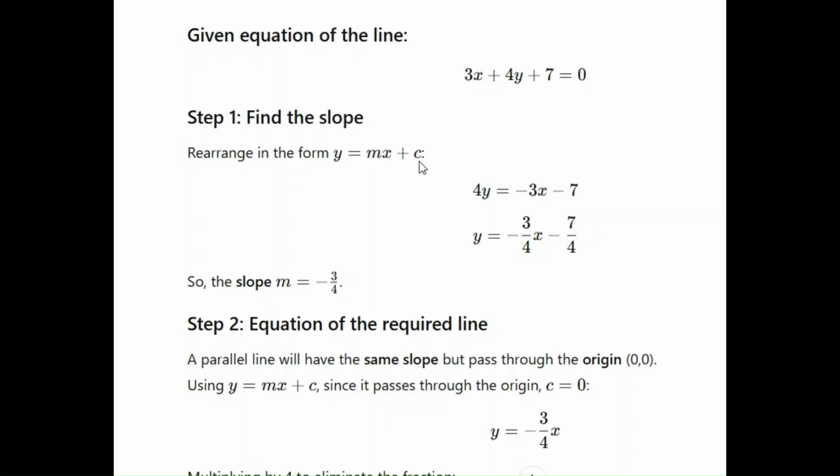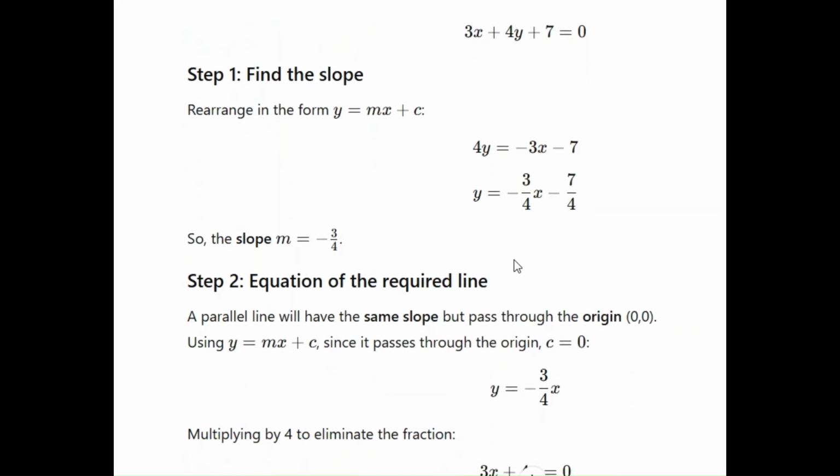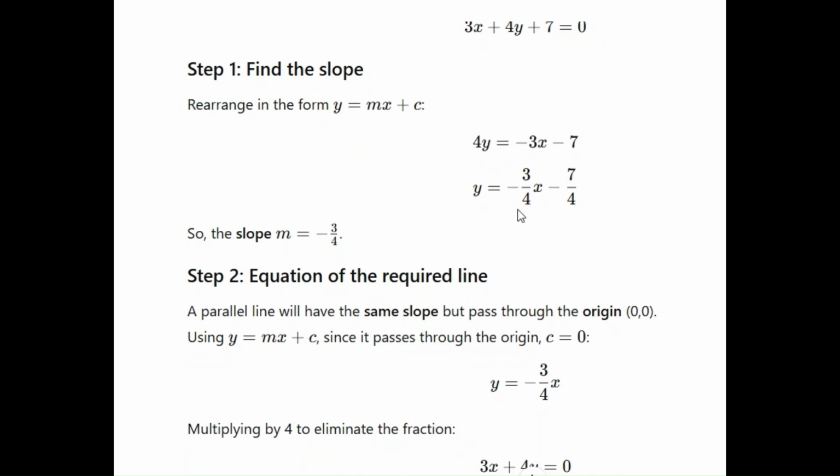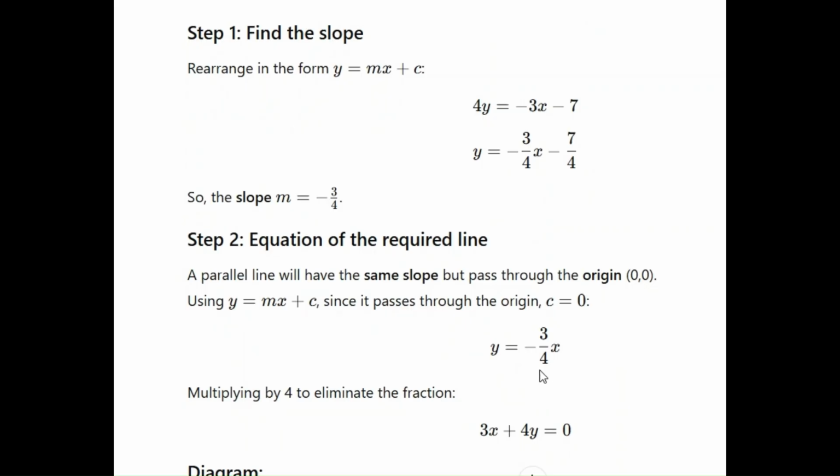Given equation of the line is 3x plus 4y plus 7 equal to 0. Rearrange in the form y equal to mx plus c: m equal to minus 3 by 4. This is y equal to mx plus c, c is minus 7 by 4, m is minus 3 by 4. Equation of the line passing through origin and same slope: same slope means m equal to minus 3 by 4 and the constant part c is 0. So, the required equation of the line is y equal to minus 3 by 4 x. Take 4 this side, this is 4y equal to minus 3x. So 4y plus 3x equal to 0 is the required answer.